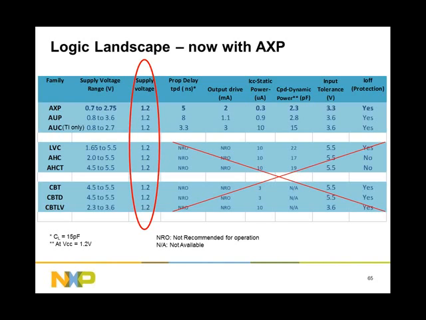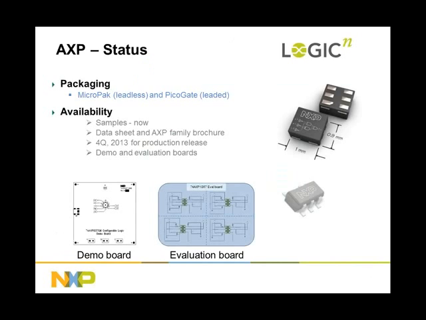But operating at 1.2 volts, if speed is your issue and you really need speed, then of course you have to use the AUC device, which has a typical prop delay of 3.3 nanoseconds. However, if you don't need that extreme speed and you can live with either 5 or 8 nanoseconds prop delay, then you should really consider either the AUP or the AXP, as these two devices consume a lot less power than the AUC family. As I mentioned earlier, we released this family earlier this year.